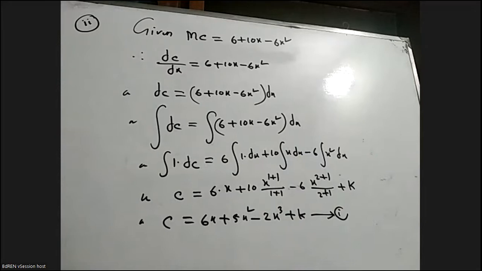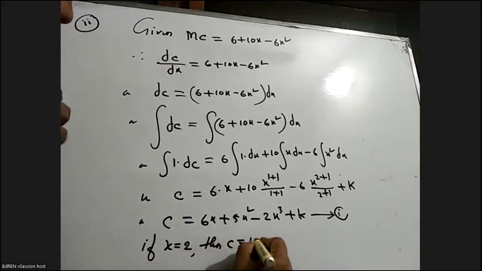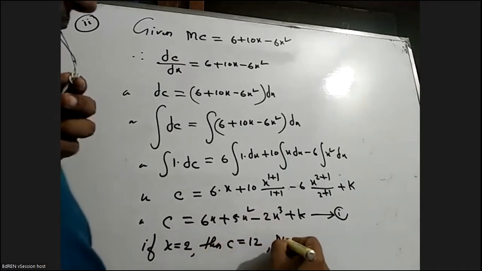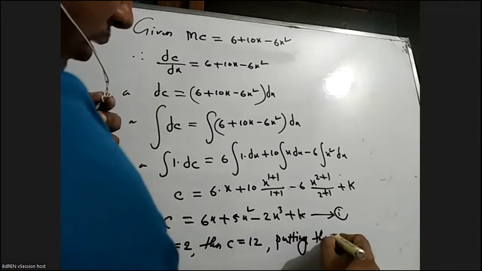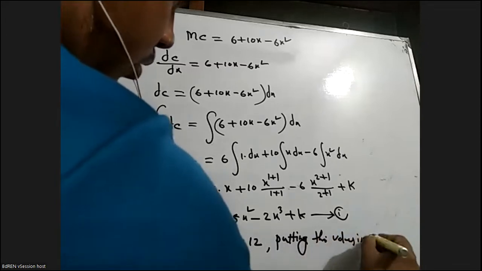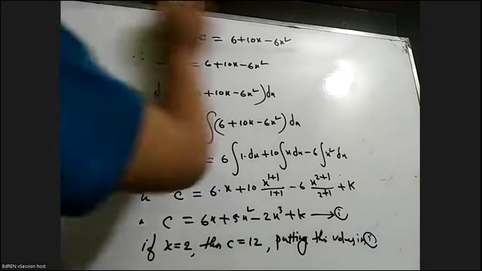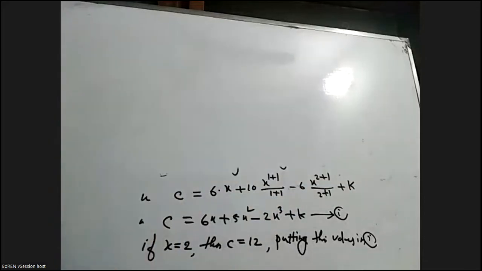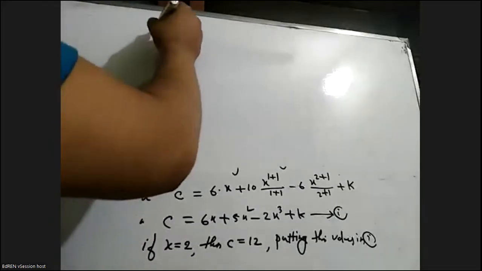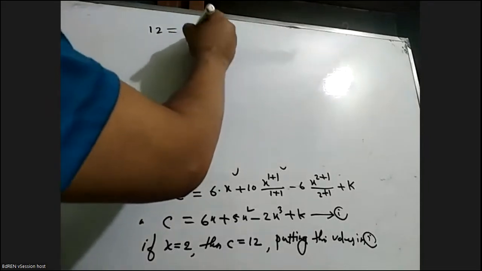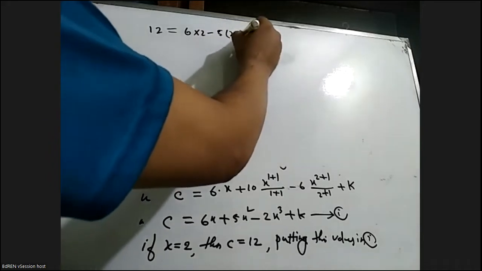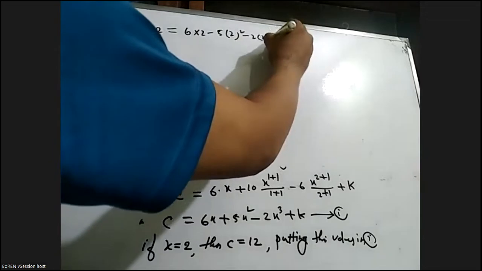Now we are given the total cost of production of a pair of shoes is taka 12. A pair of shoes means the number of units equals 2. So if x equals 2, then cost is 12 taka. Putting these values in equation 1, with x equals 2 and c equals 12, we get 6 into 2 plus 5 into 2 whole square minus 2 into 2 whole cube plus k.